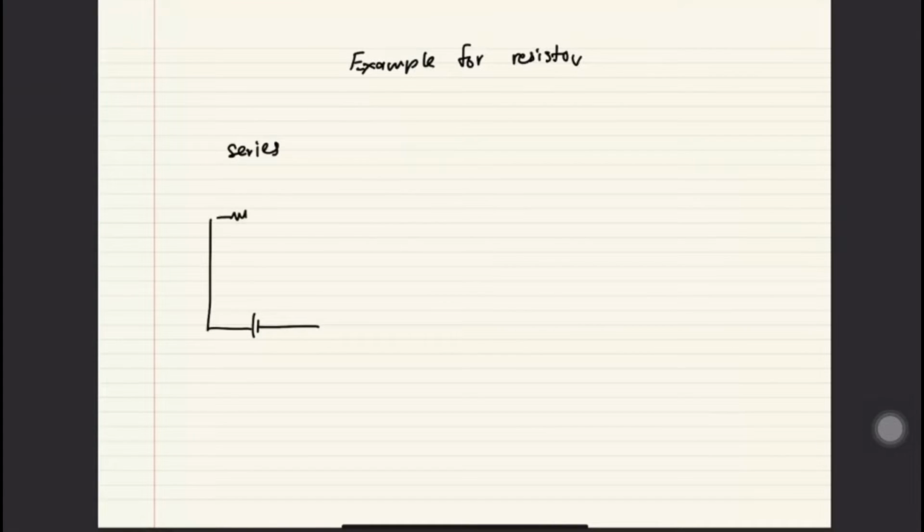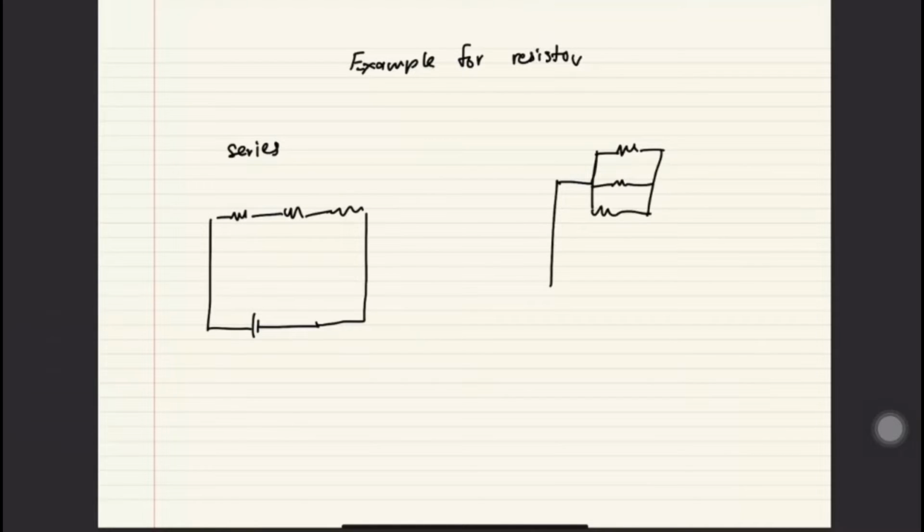You have a resistor like that. So this one is in series. Kalau parallel, kamu ingat lagi tak ni? Sekolah dia kamu belajar. Ingat sir, ingat. Yes, sir. Parallel dia macam tu. This one is for parallel.